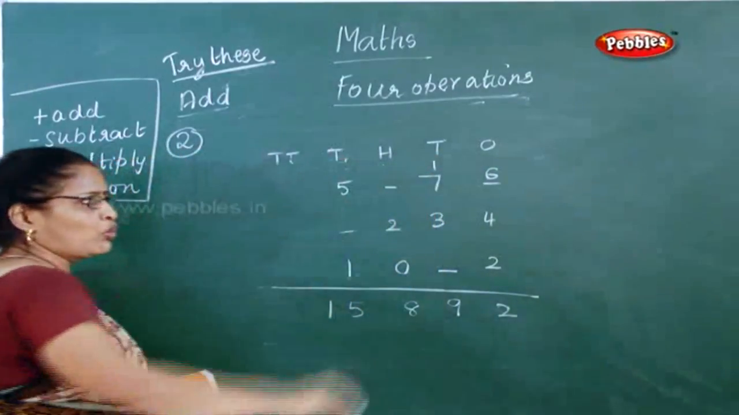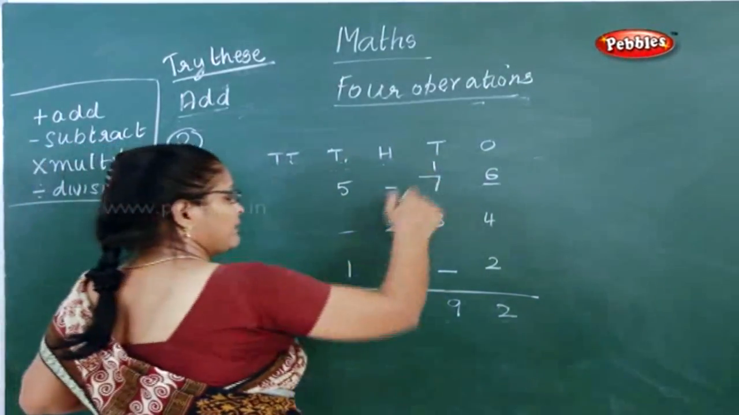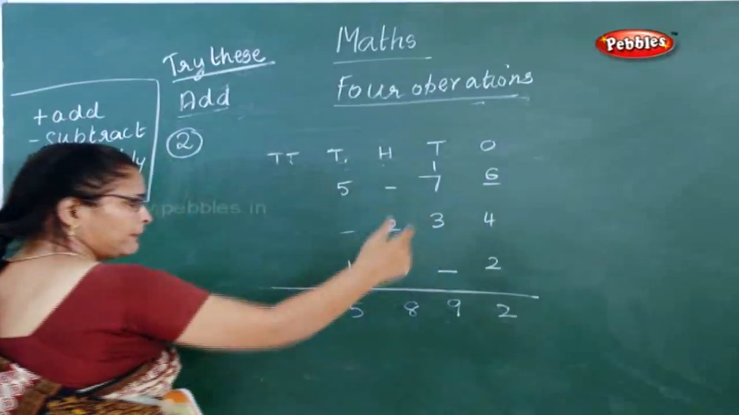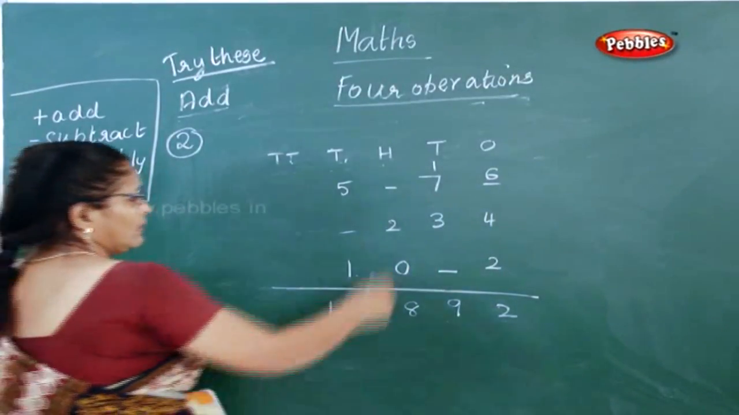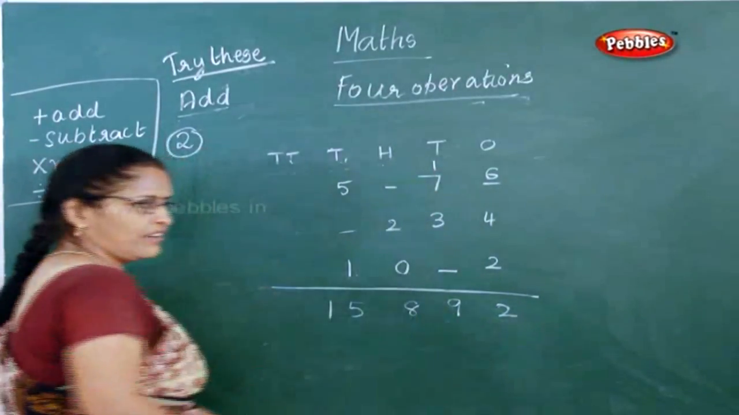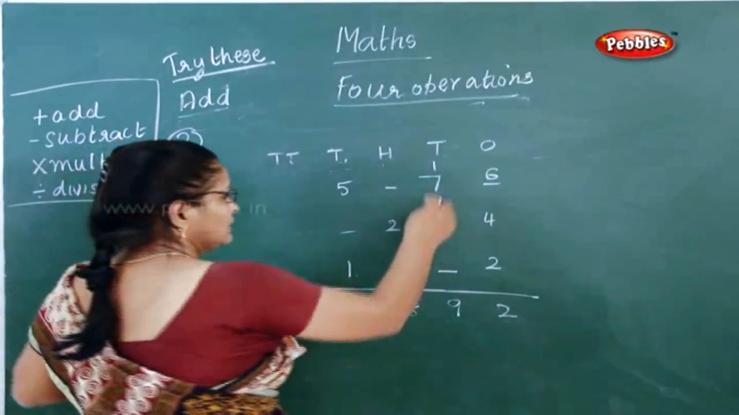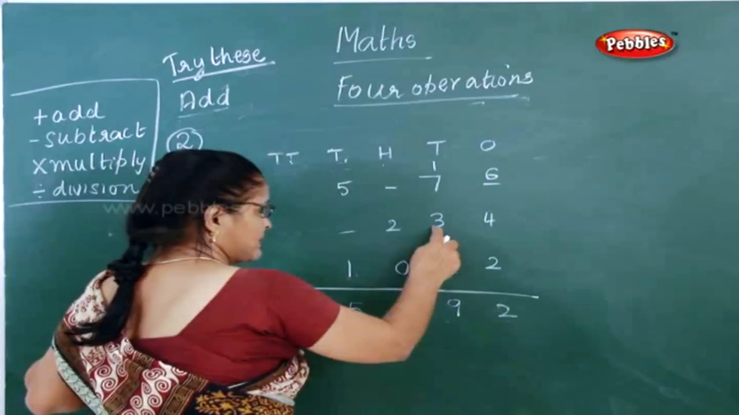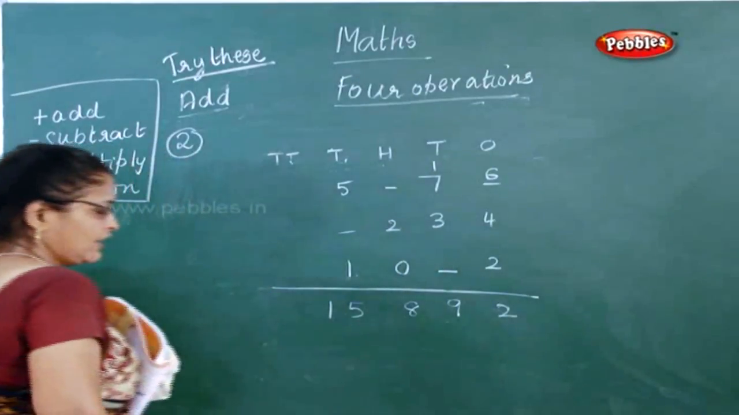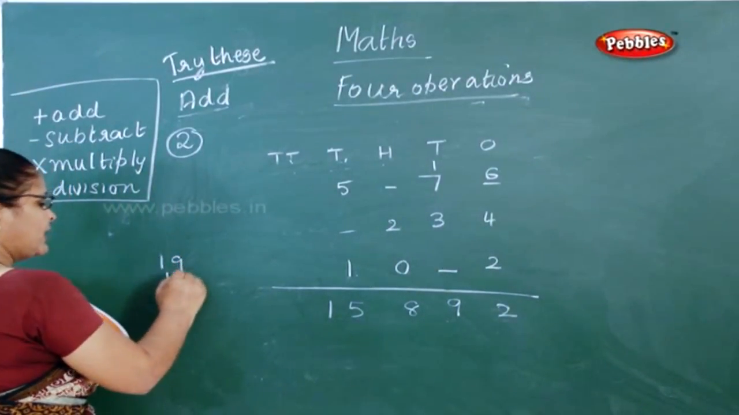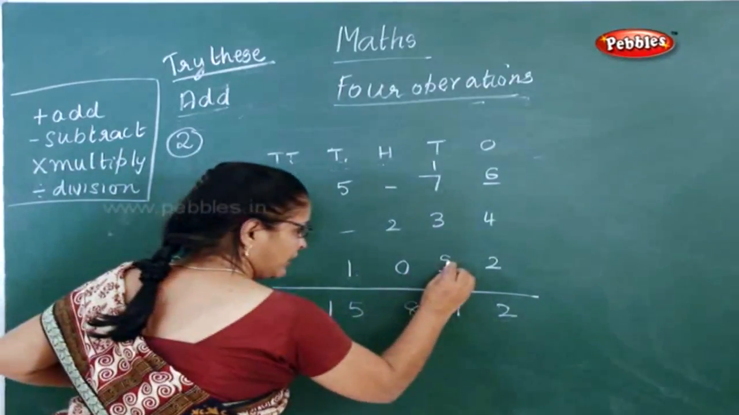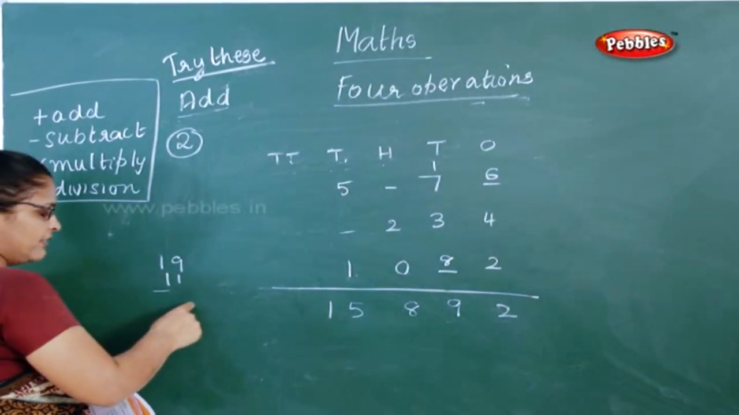Now 1 you have to put here. Now 7 plus 1, 8. 8 plus 3, 11. Now 9 is given. So 11. So 11 minus 9 is what? See 7 plus 1, 8. 8 plus 3, 11. And 9 is given. So that means 19 it is. So 19 minus 11 means what? You have to put here 8. 19 minus 11 is 8.